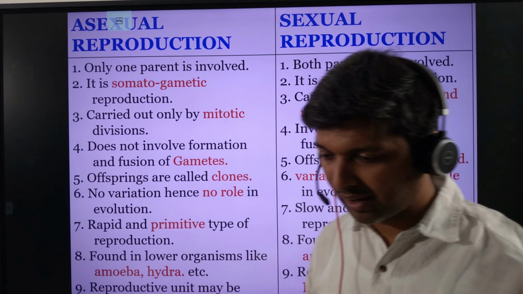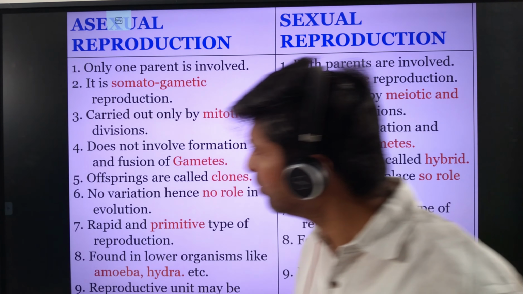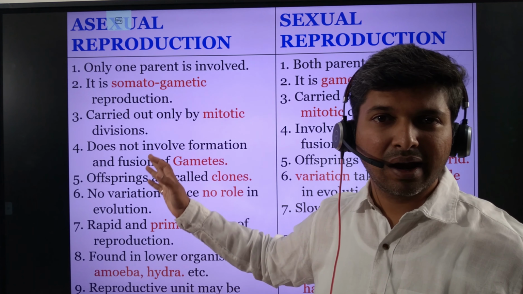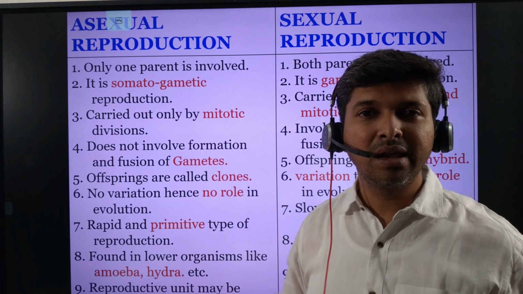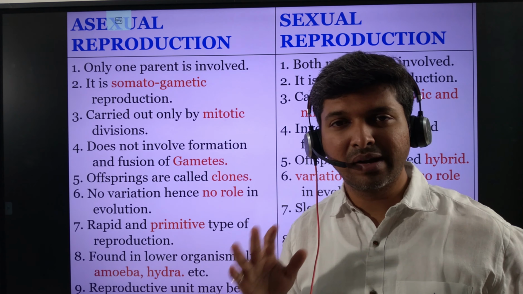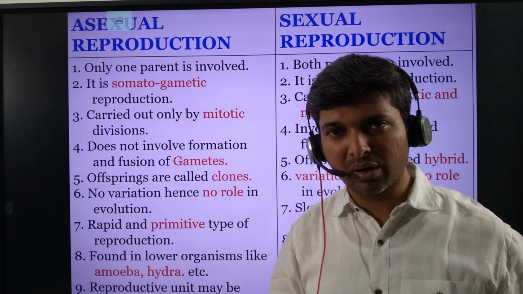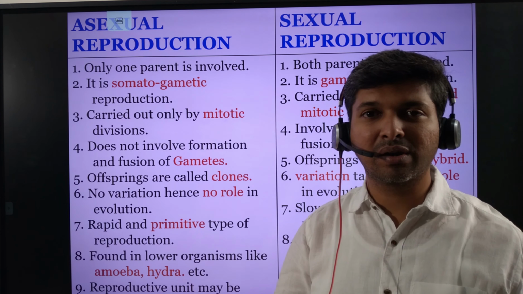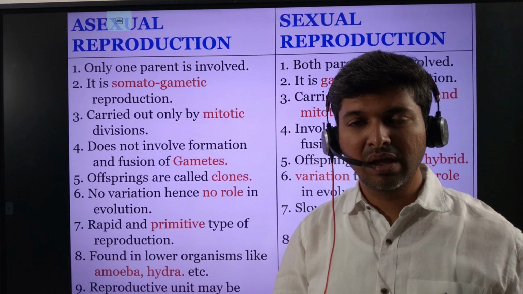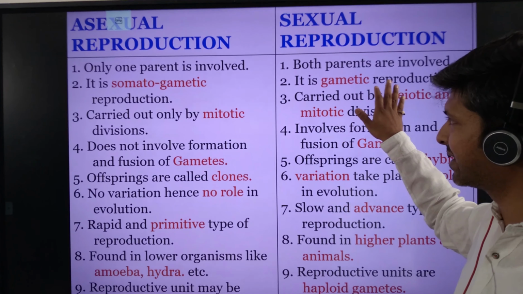Now, in asexual reproduction, there is only somatogrammatic reproduction. That means the entire body of the organism is utilized for reproduction. In humans and higher animals, it's not the entire body, it's only a part of the body which is utilized for reproduction, and it is in the form of gametes. Males produce male gametes called sperms, and females produce female gametes called oocytes, and that's how gametic reproduction takes place. In sexual reproduction, we have gametes.